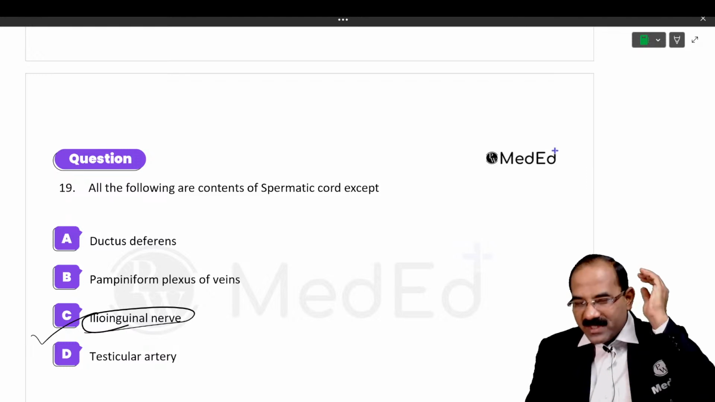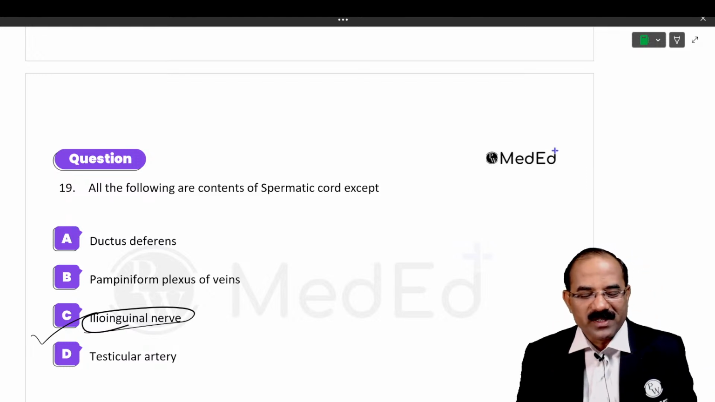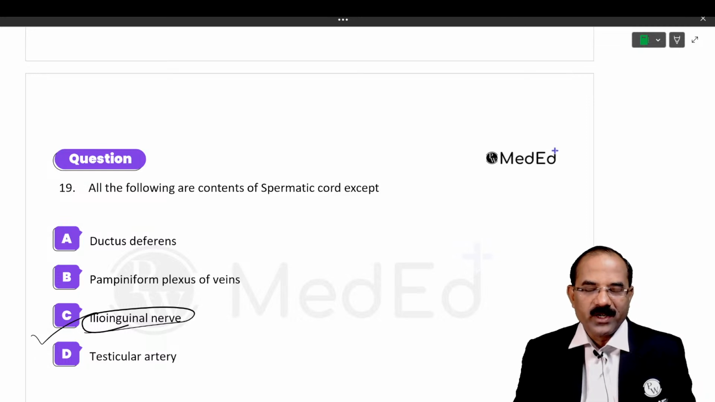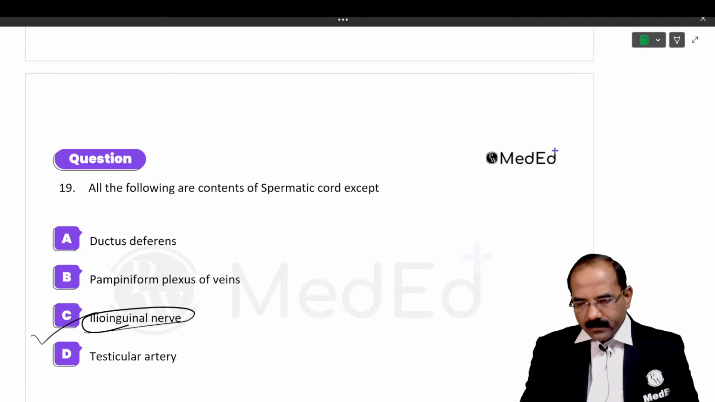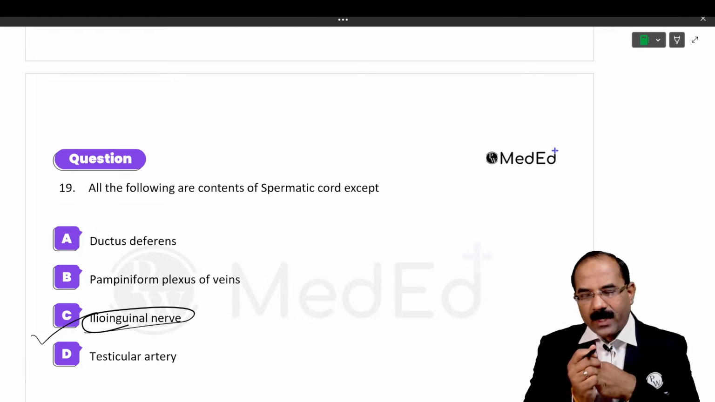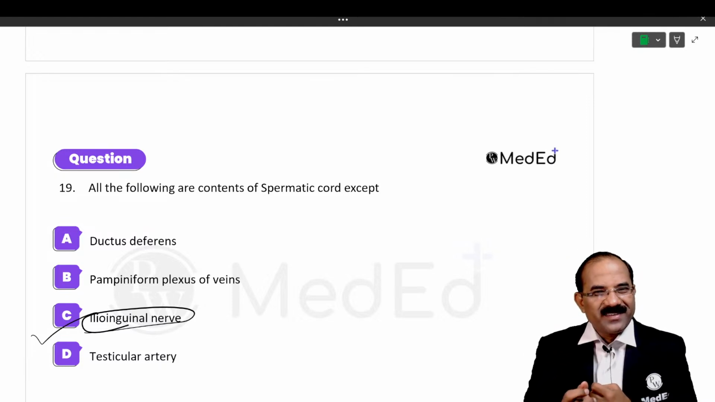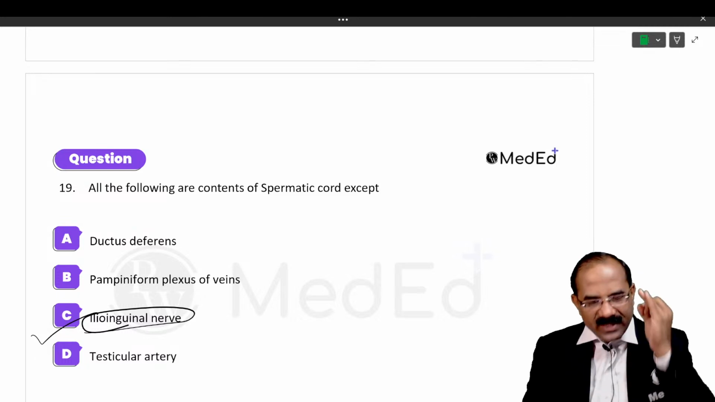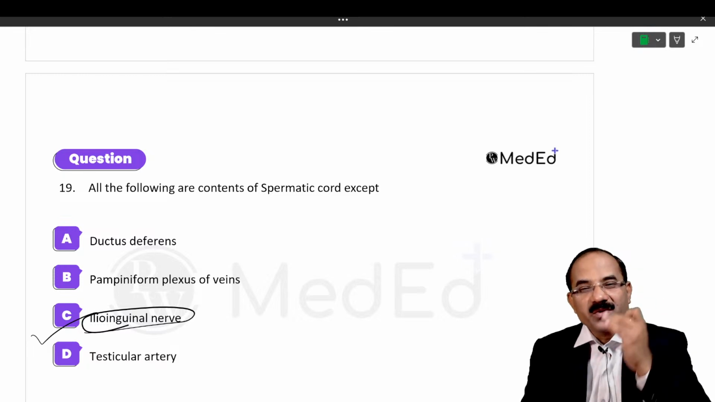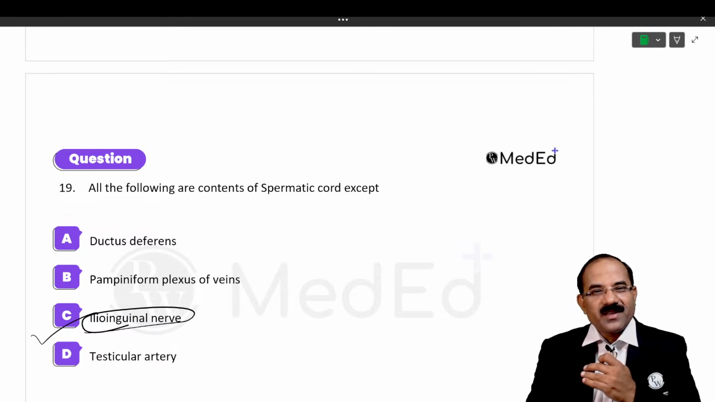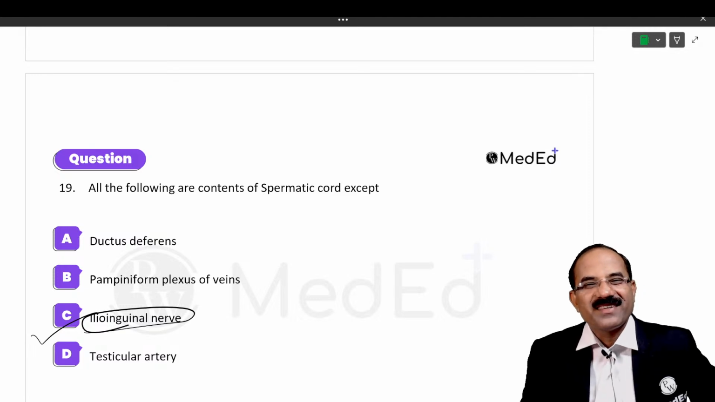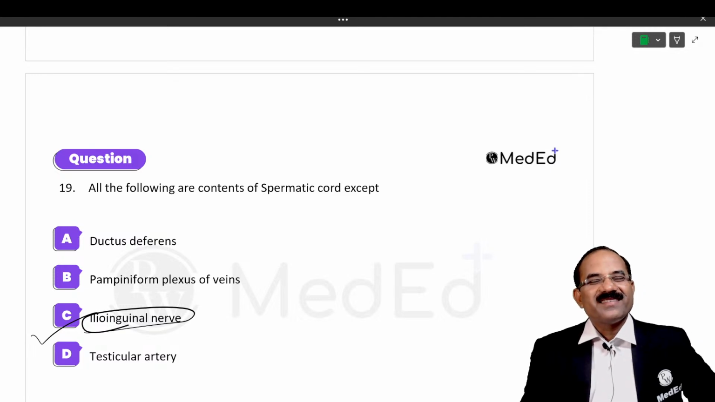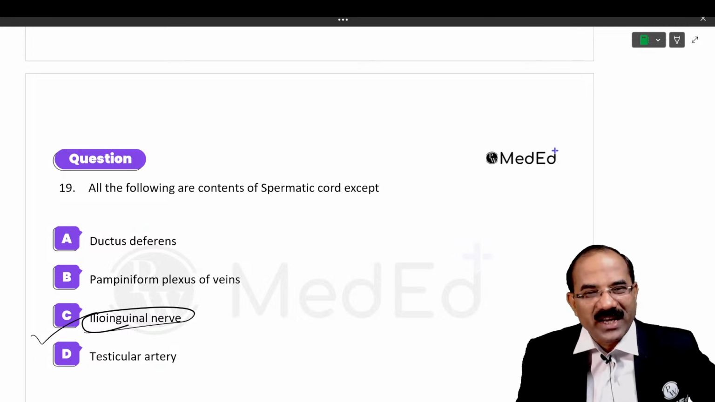So which is the nerve which is inside the spermatic cord, कोई बोल सकता है? तो spermatic cord के contents बोलिए, एक है vas deferens, yes, then the testicular artery, the artery to the vas, the pampiniform plexus of veins, और क्या होता है, the genital branch of genitofemoral nerve.